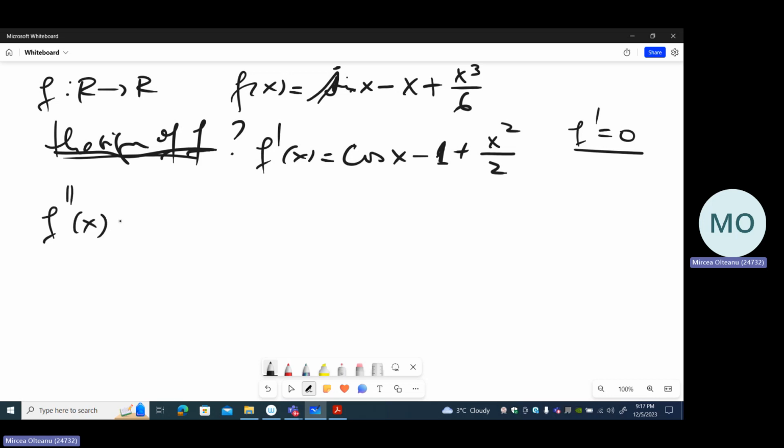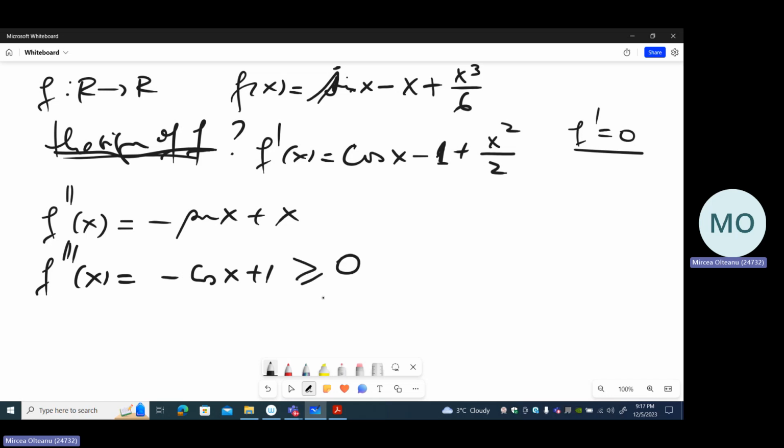Indeed, the second derivative, f second of x, will be minus sine of x plus x. Still a rather complicated function, but if we compute the third derivative, that will be minus cosine of x plus 1, which is a positive function. So the third derivative is positive. It also takes the value 0 at many points, actually infinitely many points. The solutions of the equation cosine of x equals 1 are infinitely many. We can write them, but it's not important.